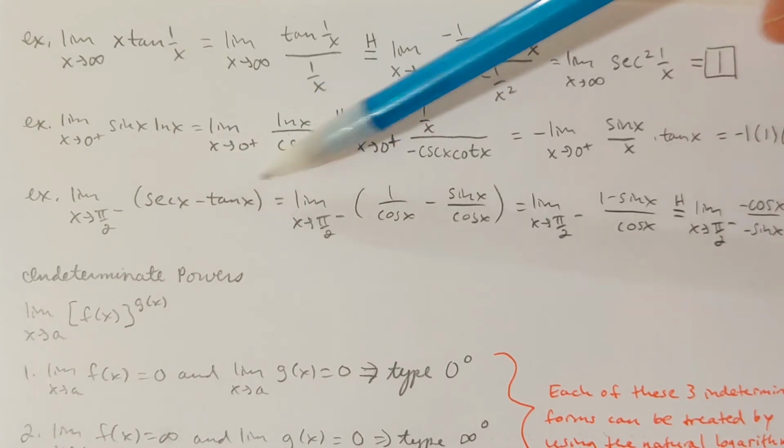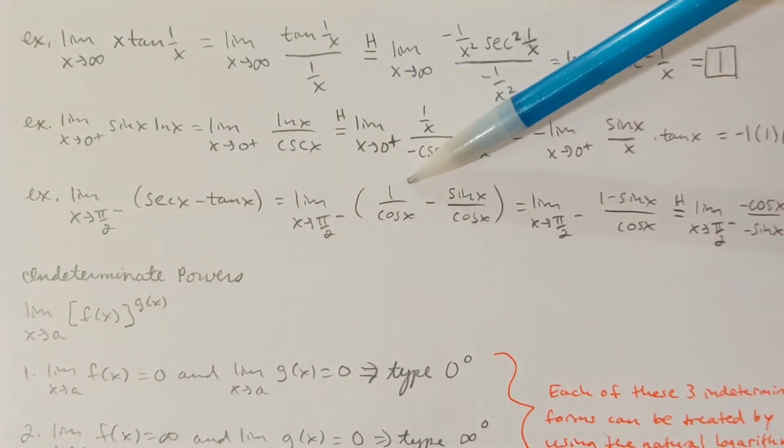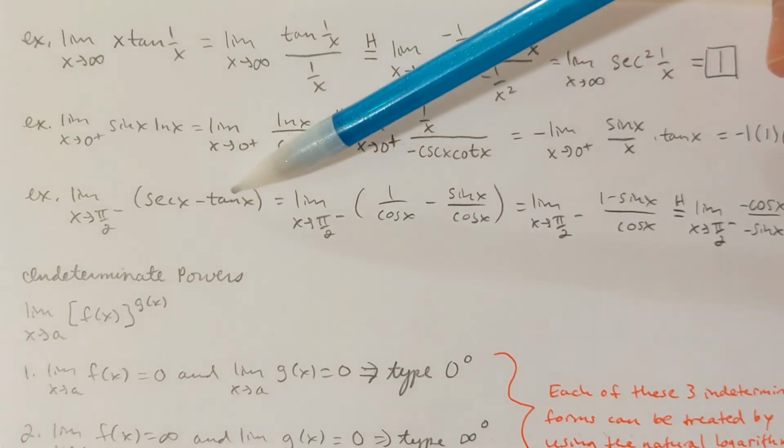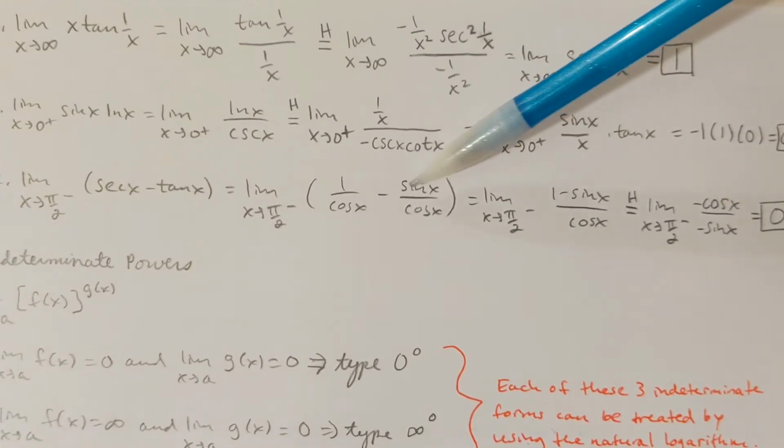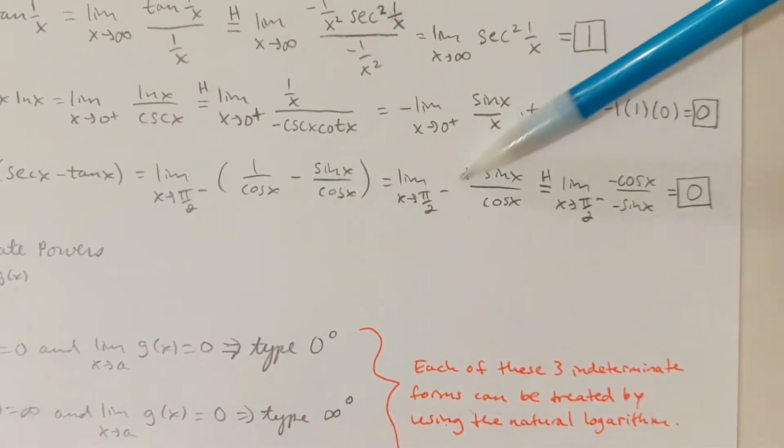Instead, let's go ahead and apply our quotient identities. Secant x is the same as 1 over cosine x. Tangent x, that's the same as sine x over cosine x. And I can get a single fraction out of that. I'm creating a quotient.